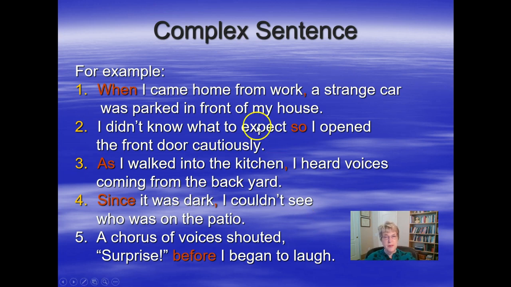So, notice my pattern here. When a sentence begins with a subordinating conjunction, that signals that it is a dependent clause and there will be a comma. When the subordinating conjunction is in the middle of the sentence, I don't need a comma. So, press pause, and I want you to write your 4 or 5 complex sentences that tell a story.